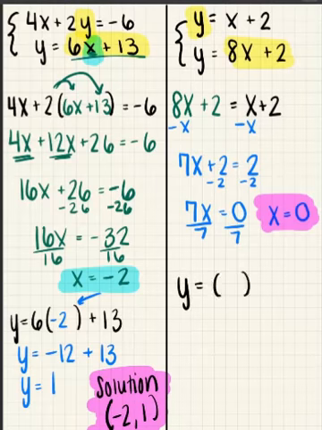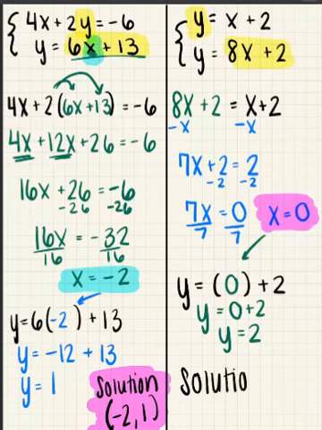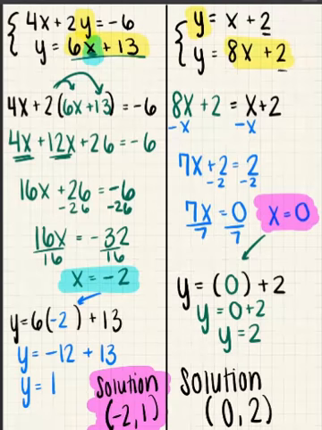I know that x plus 2, well, x is 0. What is 0 plus 2? It's 2. Could do that same thing with the other one, which was 8x plus 2. 8 times 0 is 0, plus 2 is 2. So that tells me that my solution here is 0, 2. It would be a y-intercept. You can see they have the same y-intercept if you look at their pictures and you look at their equations.